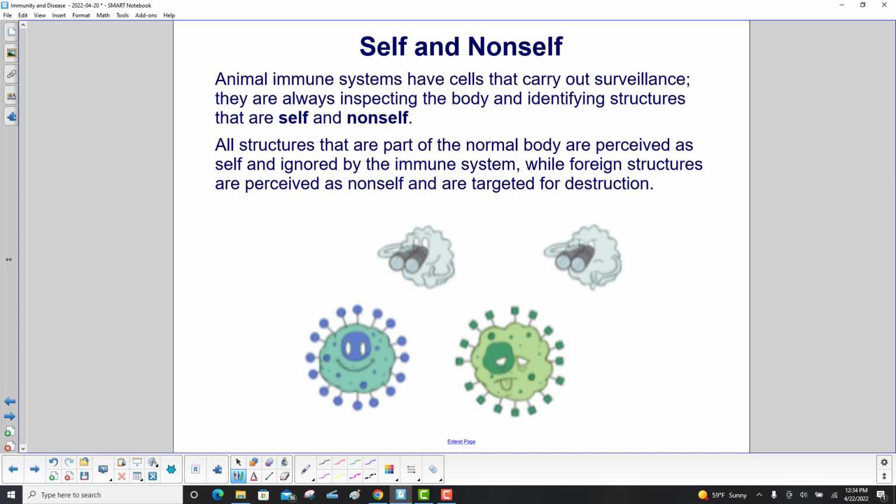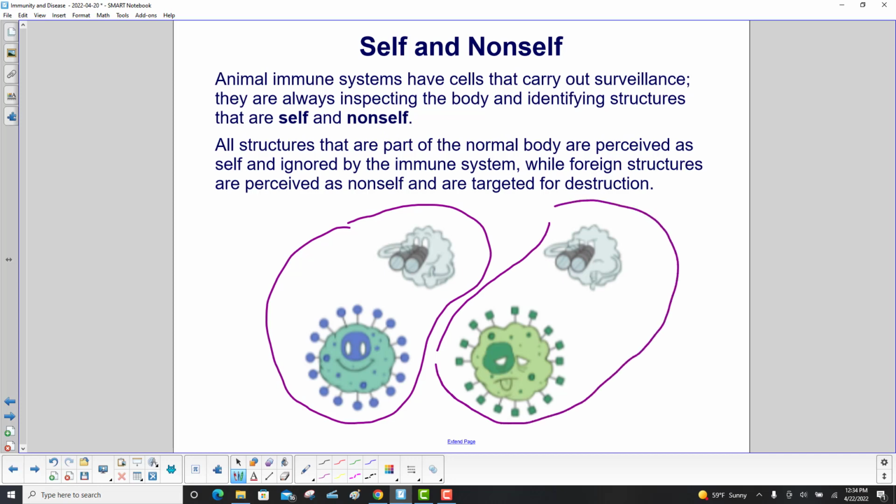All structures that are part of the normal body are perceived as self, as in this example here, and ignored by the immune system, while foreign structures are perceived as non-self and are targeted for destruction. So this cartoon shows the two types, where we have self over here, and then over here is non-self.